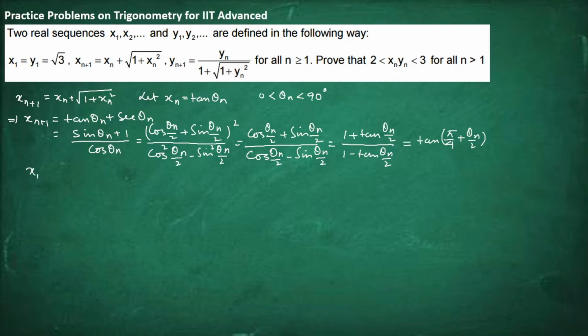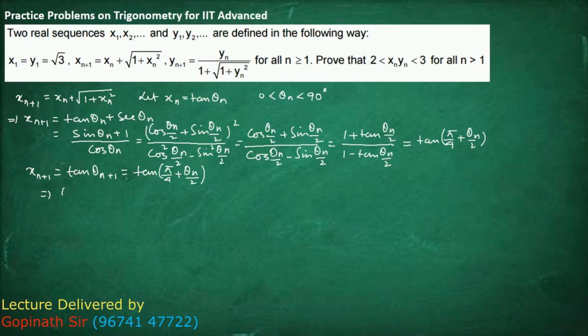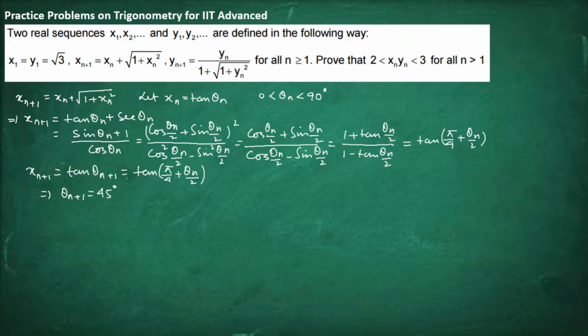So what we got? We got xn plus 1, which is equal to tan theta n plus 1, is equal to tan of pi by 4 plus theta n by 2. Is it clear? So that implies theta n plus 1 is 45 degrees, I'm writing it in degrees, plus theta n by 2. Is this clear to all of you? Absolutely. Now you see, they have given that x1 is root 3.